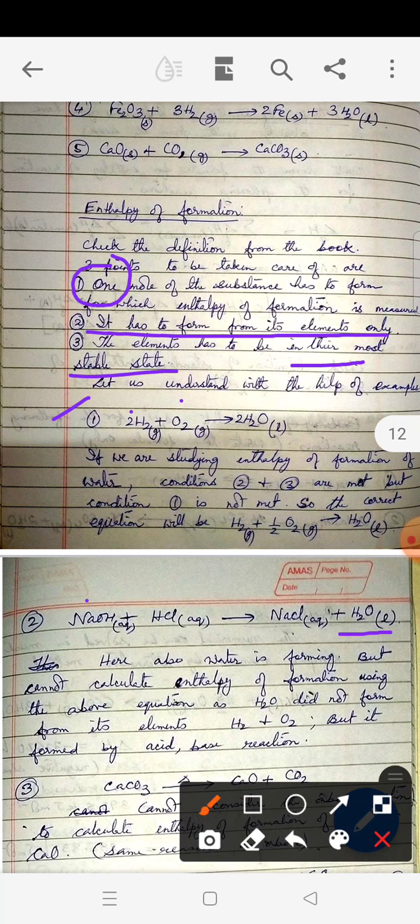Now let us see, is the third condition met? It says that all the substances should be in their standard state. Now what is the common state of hydrogen? Hydrogen is commonly present as a gas, and it is here in the gaseous form. Oxygen is also present as a gas, which is its standard form. So this is the equation to be used to calculate the enthalpy of formation of water.